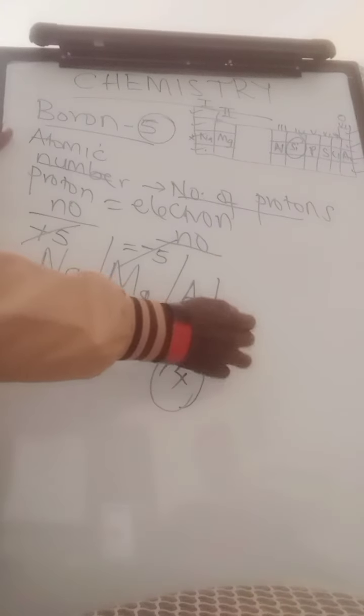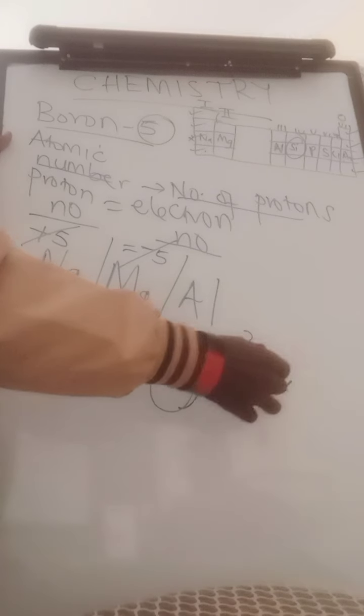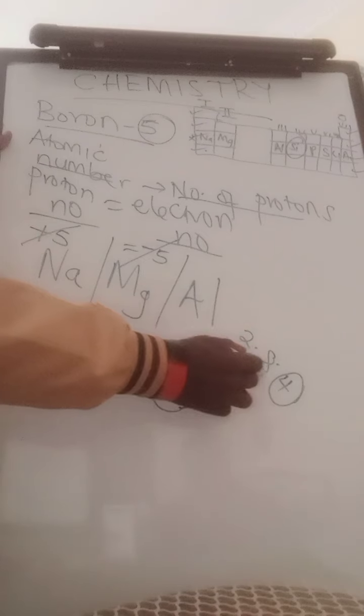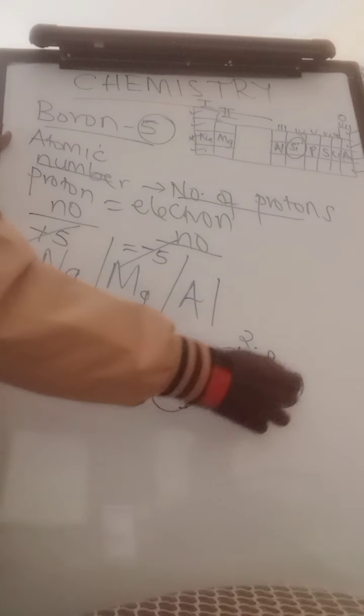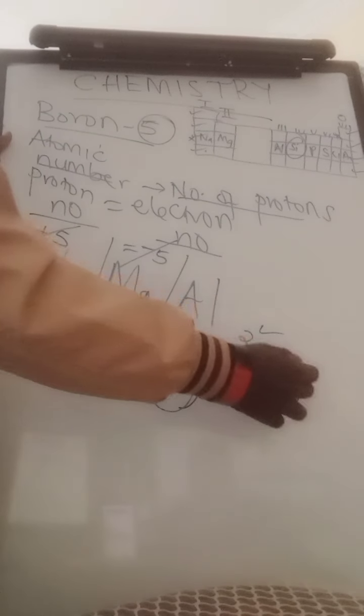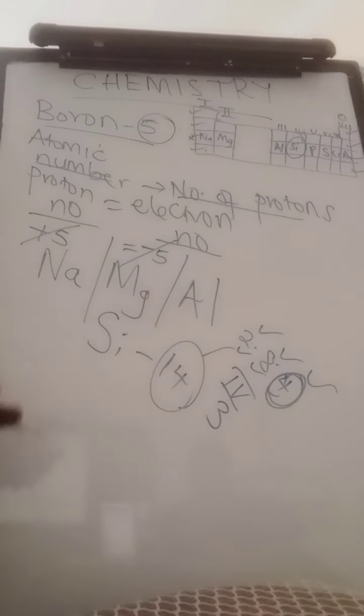Then they're saying, of course, which period and which group is it going to be in? It's going to actually be 2, 8, 4. So that's going to be group 4, isn't it? In period what? 3. So it has 4 electrons in the outermost energy level to give us group 4. Then 3 energy levels to give us period 3.